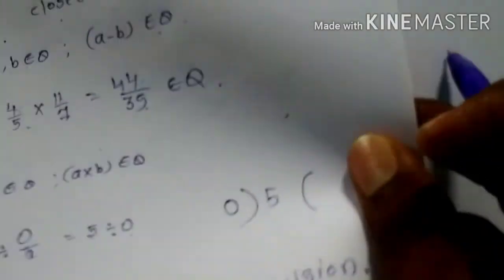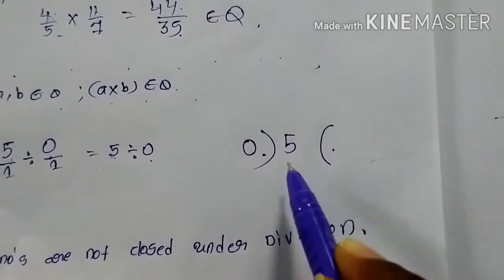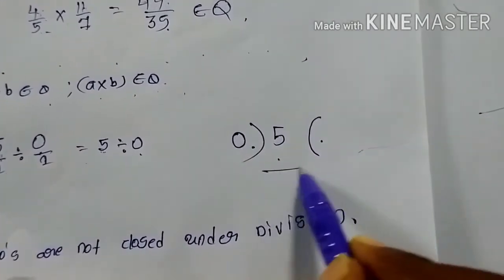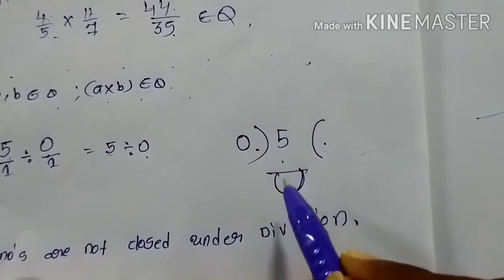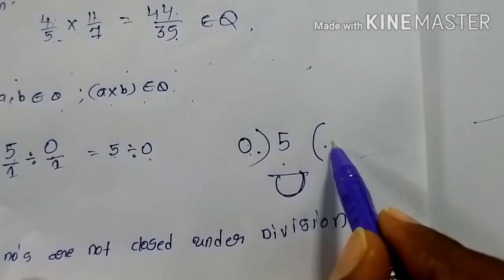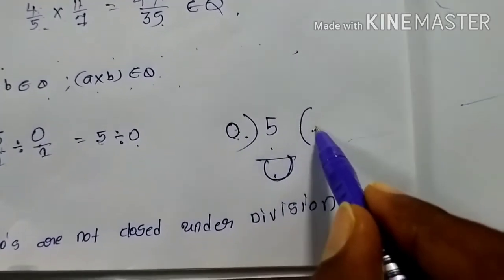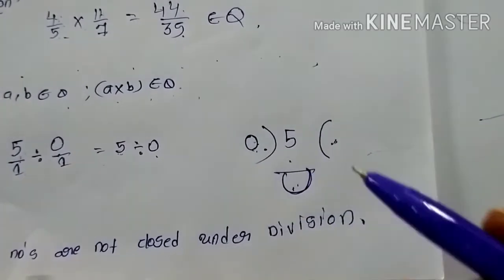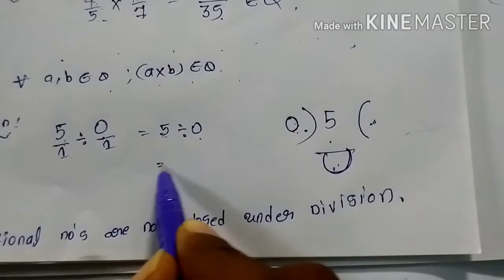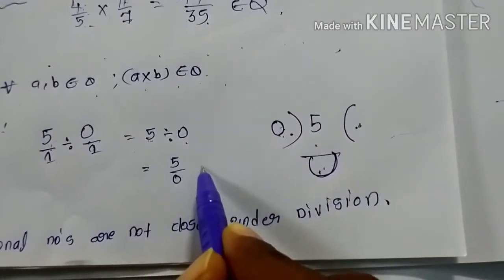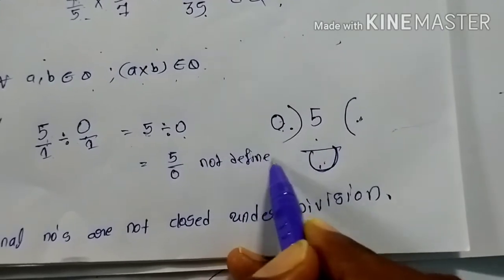See, 0. How many times will it go into 5? You can't do the simplification, yes or no? Even if you multiply 0 by 1, it is 0 only, 0 by 5 is 0 only, 0 into 100 is also 0 only. So it's not possible to do this operation. So we can conclude here that 5 by 0 is not defined. We mention here: not defined.